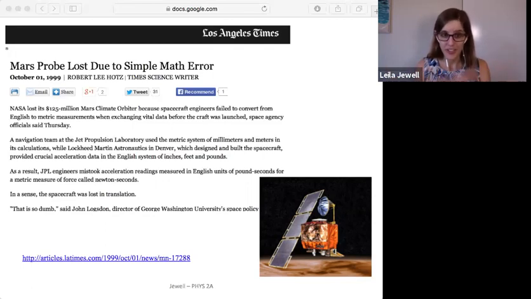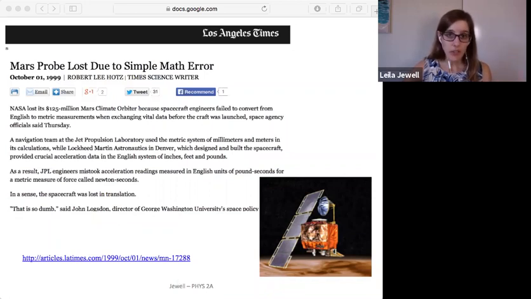And the Mars probe was totally lost. In a sense, the spacecraft is lost in translation. That is so dumb. So this happens at the highest level that people make unit mistakes, and it's why I encourage you to be really thorough in writing your units out.